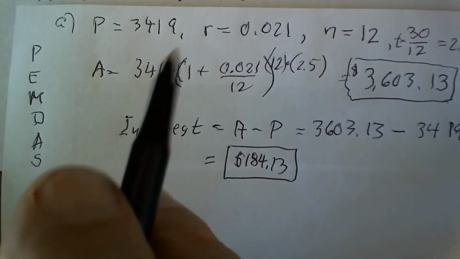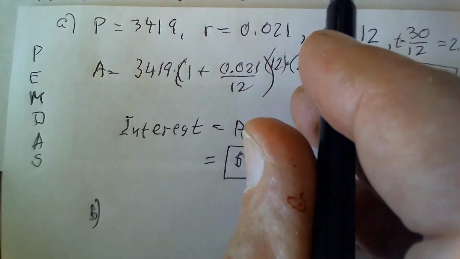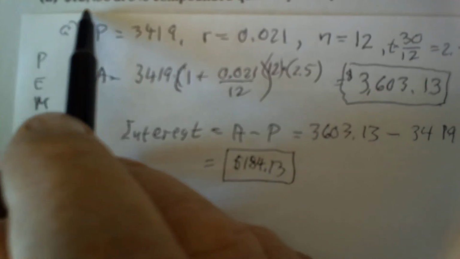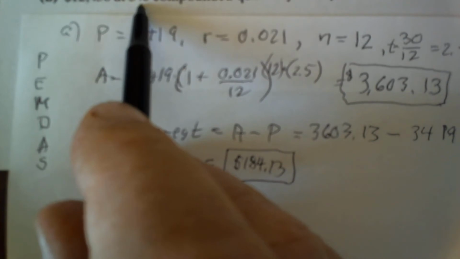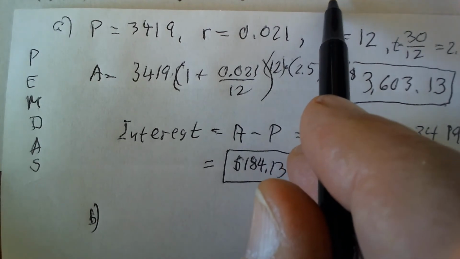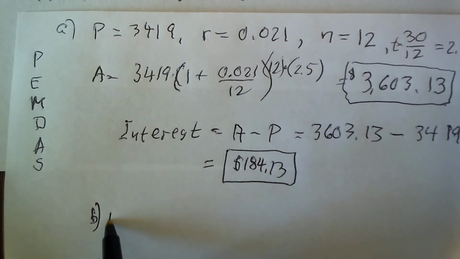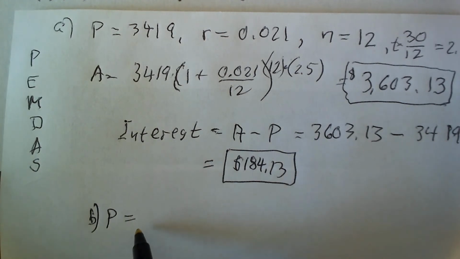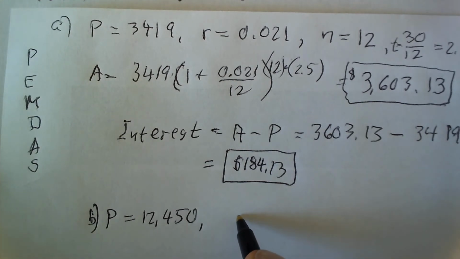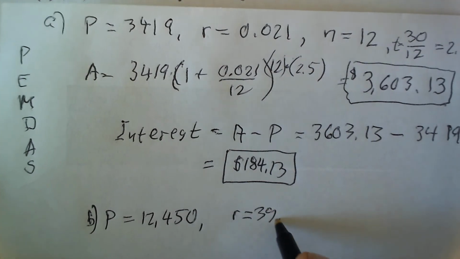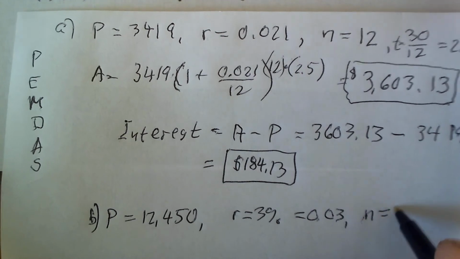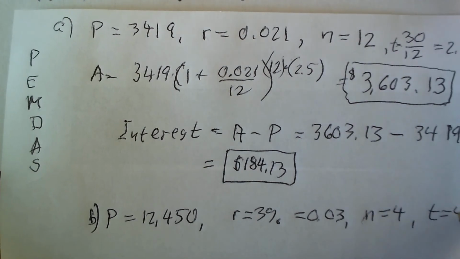For part B, we asked the same thing: find the future value and the amount of interest earned for the following deposits for compound interest. So here the principal is 12,450. R is equal to 3%. It's compounded quarterly, that means n equals 4, and t equals 5. So P equals 12,450, R is equal to 3%, or 0.03, quarterly compounding means n equals 4 and t equals 5.